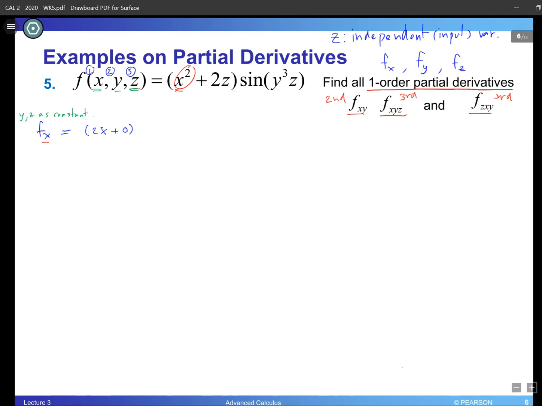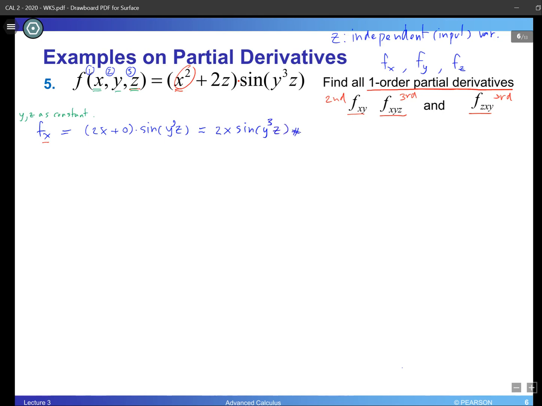Alright, and the back term right here doesn't have x in there, but this is multiplied into the front term, which means that I need to keep it. So this is sine y cubed z. Keep in mind that if a constant is not alone, then you need to keep it. But if the constant is just on by itself, then you can just differentiate that into 0. So here we get the answer for this first value, which is 2x times sine of y cubed z. There you go. Very quickly we found the first one.